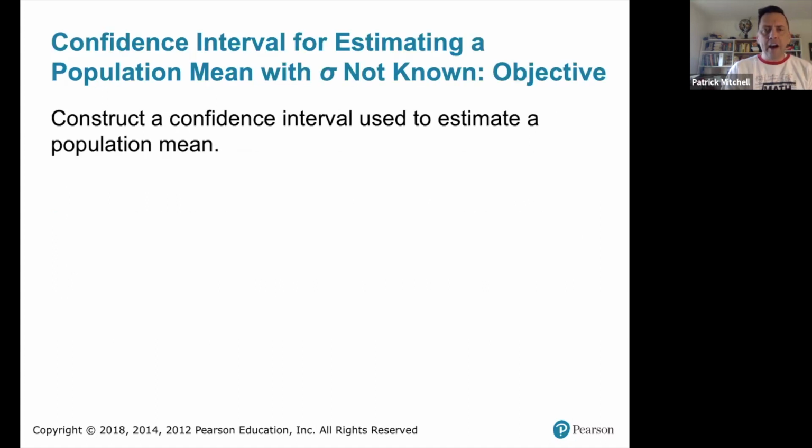The objective is to construct a confidence interval used to estimate a population mean. Your textbook focuses most of its attention on the case where the population standard deviation is not known, because that's the most likely situation. Remember, I don't know the population mean, so it's not likely I would know the population standard deviation, but we will, at the end of this, touch just a little bit on how it's different if you do happen to know sigma.